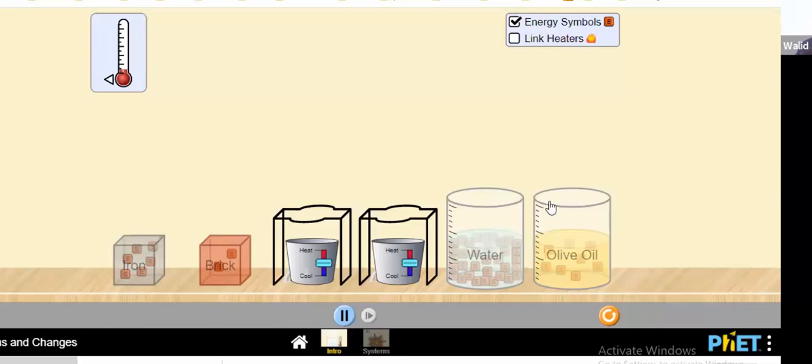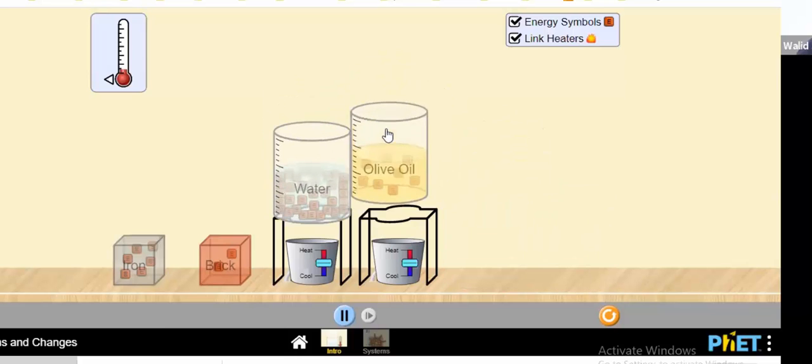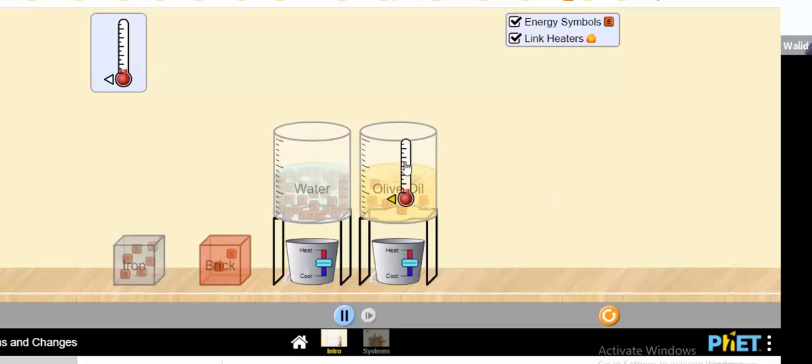We know the heat depends on mass times specific heat times the change in the temperature. We are isolating the mass, and also will be isolating the temperature by clicking on the link heater here. This means that they will heat at the same rate. Pick up a thermometer and place it on each one here. And then you can heat them together since the heater is linked. If you heat one of them, the other will heat at the same rate.